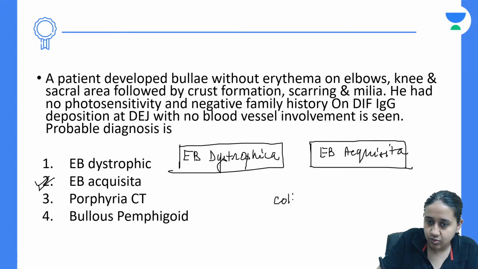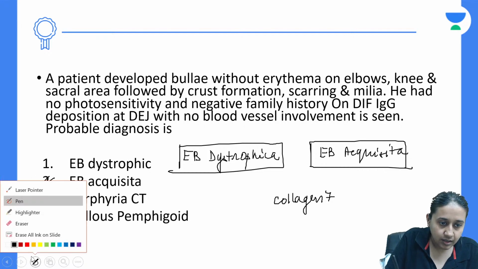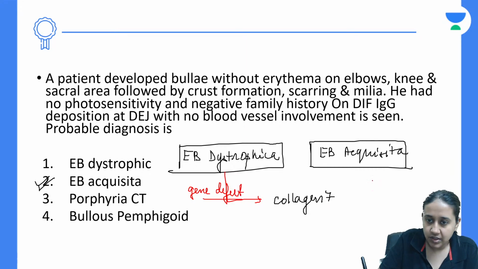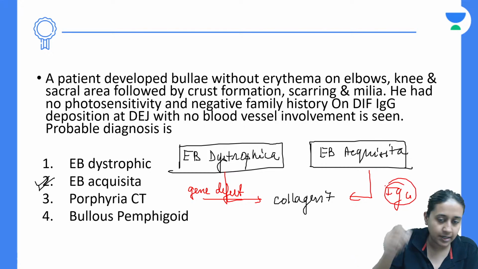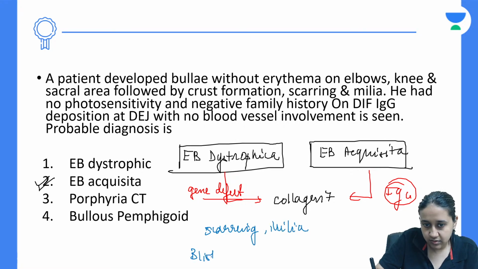Because the target antigen is collagen 7. In EB dystrophica, it is the gene defect which leads to deficiency of collagen 7. But in EB acquisita, it is the IgG type of autoantibody which causes damage to the collagen 7. The presentation in both is same. You will have scarring, milia, and blisters on the extensors.